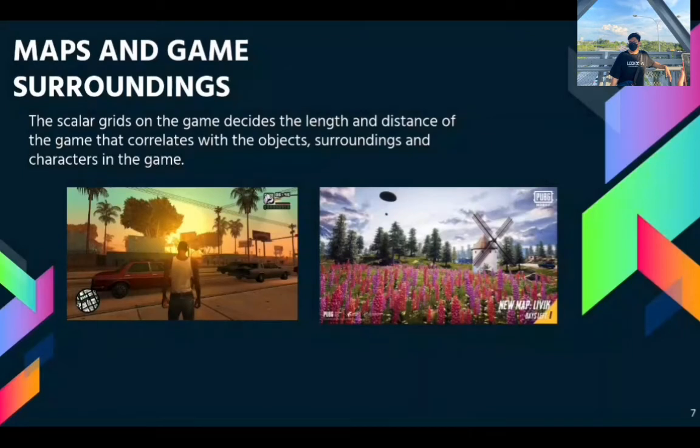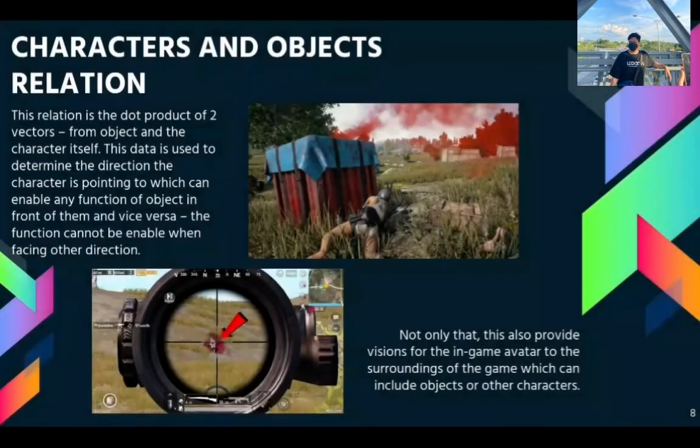Next, maps and game surroundings. The scalar grids in the game decide the length and the distance of the game that correlates with the object surroundings and the characters in the game. The scalar grids provide values and data that need to be used in vectors to calculate the movement and the motion of the characters and objects in the game.